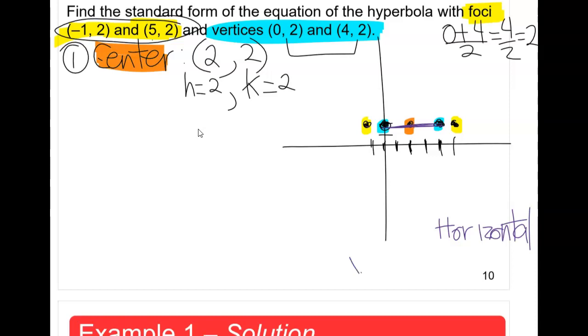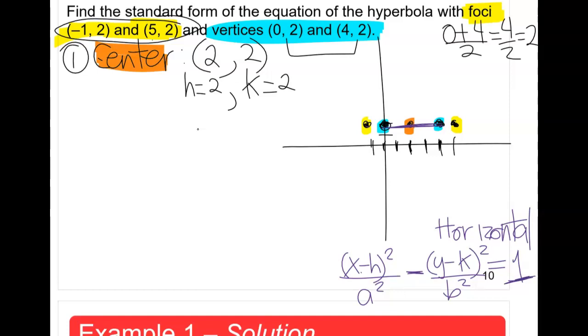And so my equation in standard form is going to look like this. It's going to have x minus h squared first as the positive fraction, and then the negative fraction will be the other one, y minus k squared over b squared, and make sure they equal 1. Okay, so it's equal to 1. That's where we want to get. That's the standard form of the hyperbola.